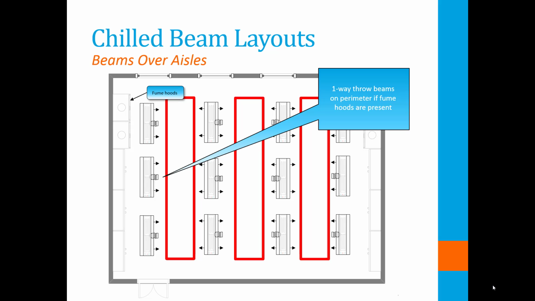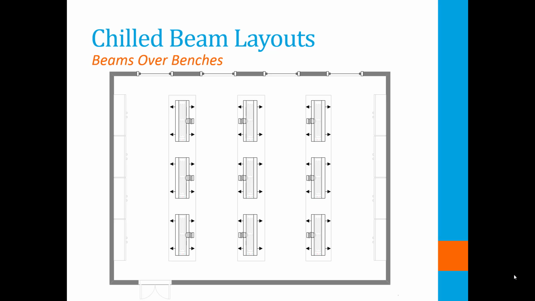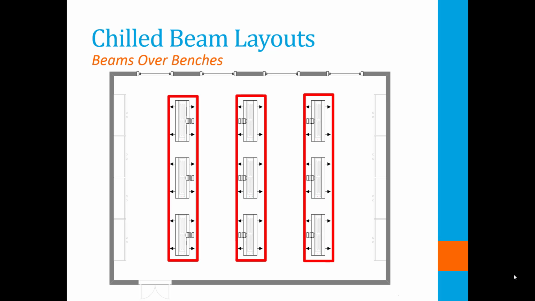One potential issue with this layout is that as the rows of beams collide the air streams above the benches, sensitive electronic equipment such as high-power microscopes may be affected by the air movement. If this is an issue, then the beams may be positioned directly above the benches, so the air streams collide away from the sensitive equipment and directly into the aisles where the occupants are.